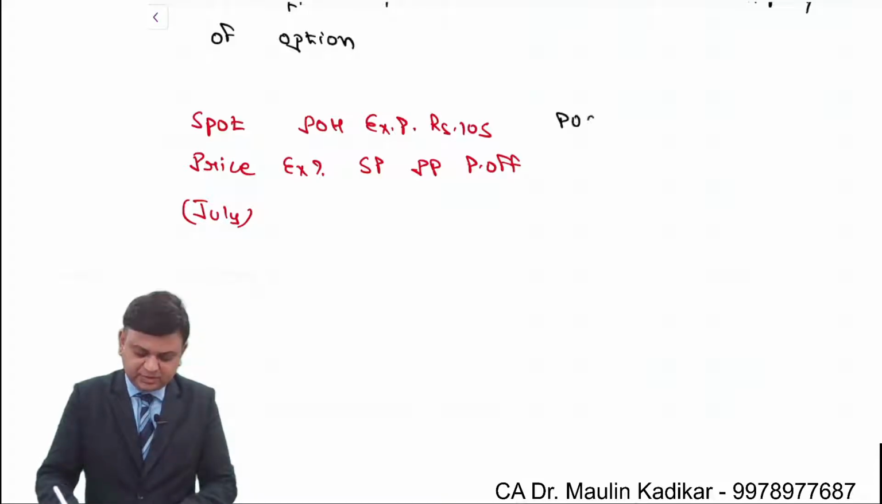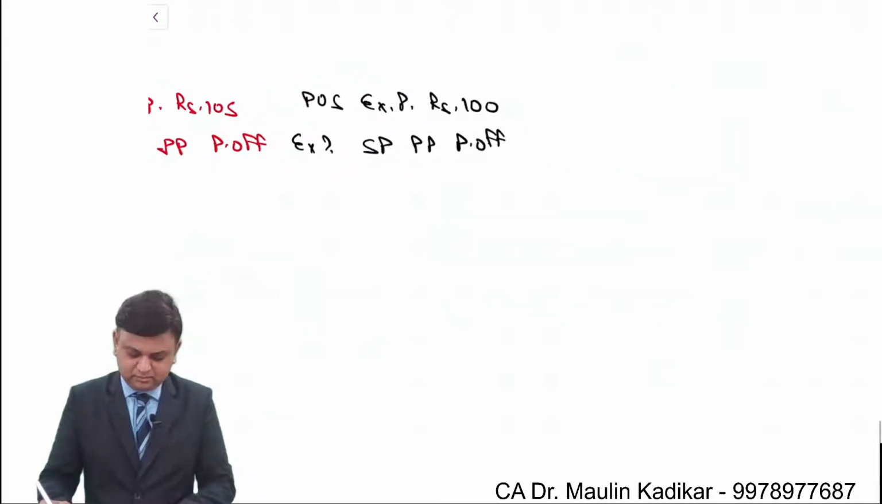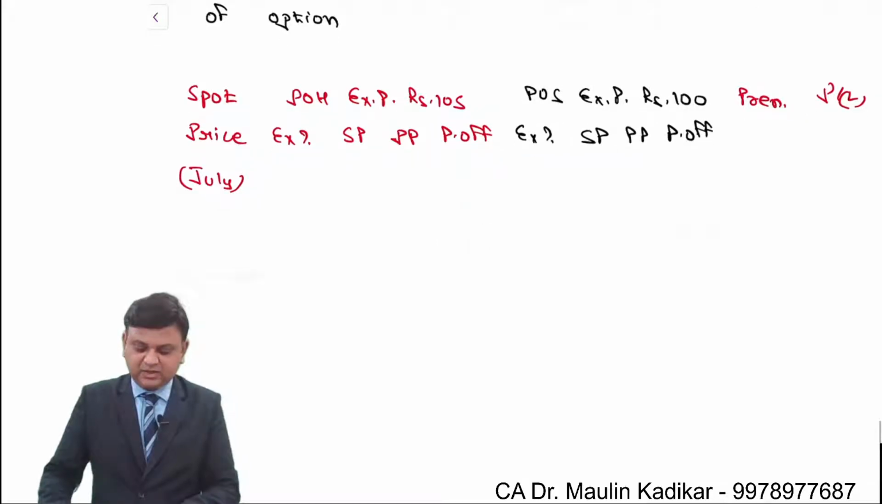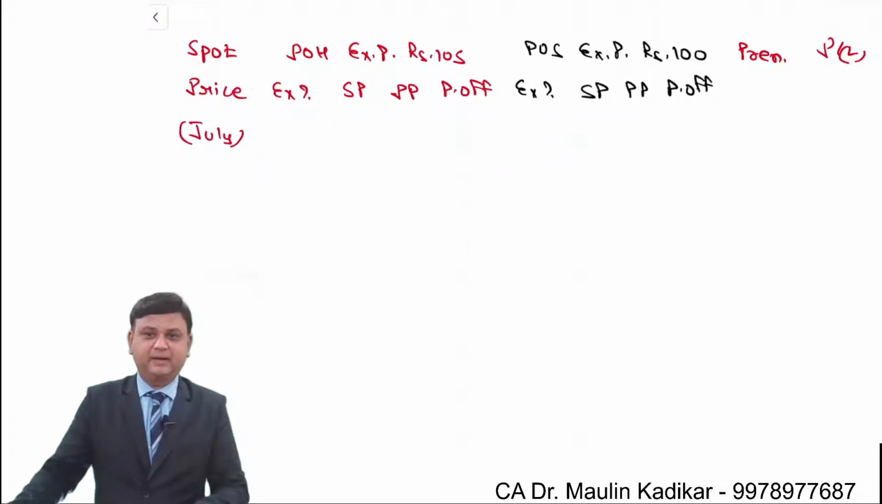Then we have the put option seller with exercise price rupees 100. Exercise? Sale price, purchase price, payoff. Then premium. And the last is the profit or loss. This is the way we are required to prepare a table.